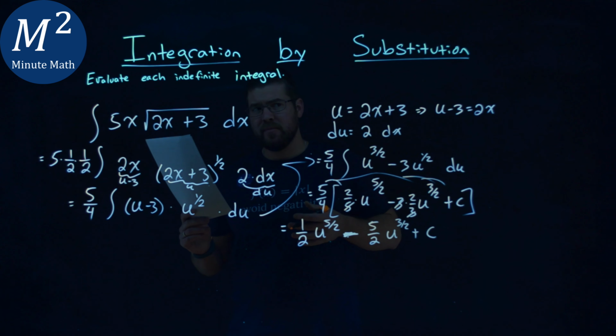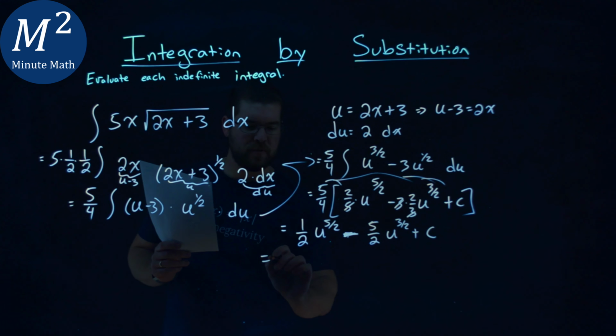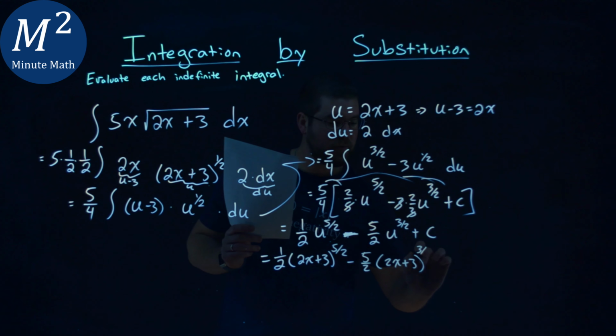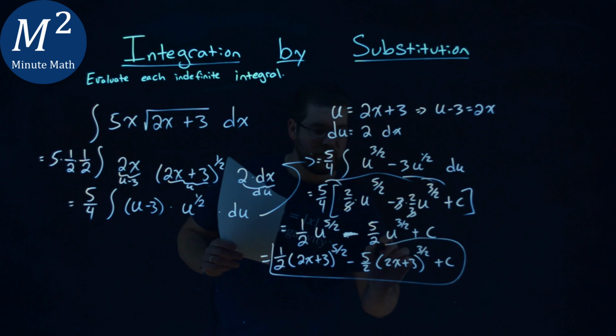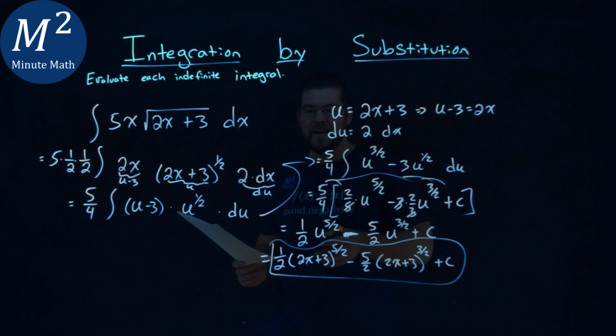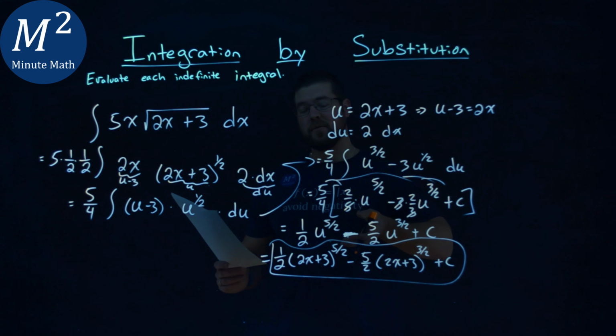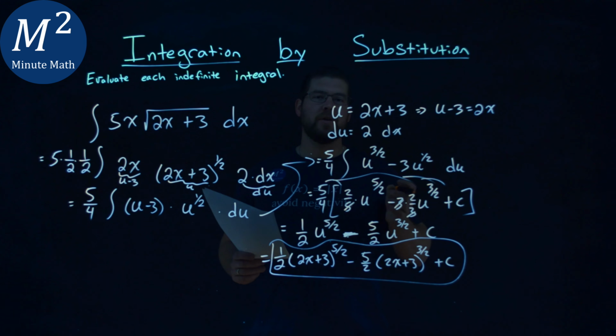Now, the easy part. We just plug in 2x plus 3 in for u. So we have a 1/2 here, our u value, a 2x plus 3 to the 5/2 power, minus 5/2 times a 2x plus 3 again for the u value to the 3/2 power plus c. Let's double check that was correct. I have 1/2, 2x plus 3 to the 5/2 minus 5/2, 2x plus 3 to the 3/2 plus c. Perfect. And so my final answer here is 1/2 times 2x plus 3 to the 5/2 power minus 5/2 times 2x plus 3 to the 3/2 power plus c.